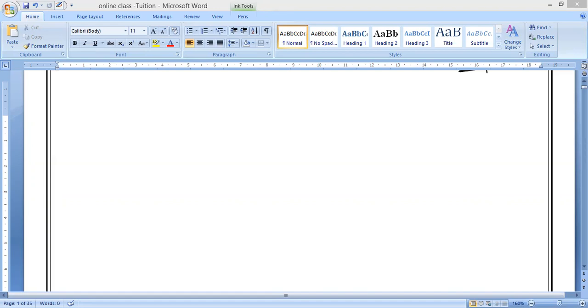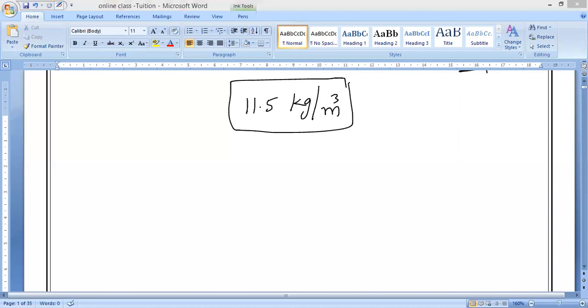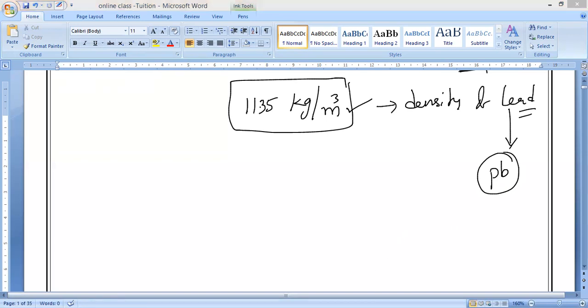It is a very high density metal. The density of plumbum is around 11.35 kilogram per cubic meter. Very, very high density material. 11.35 exactly, if you want. That is the density of what? Lead. The Latin name is plumbum. The symbol of plumbum is Pb. Understand?